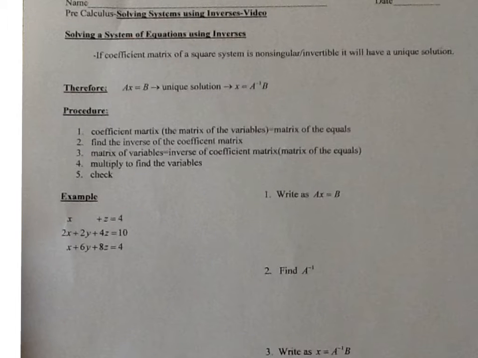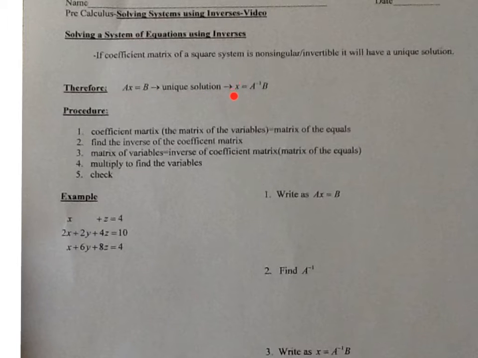So today what we're going to work on is solving a system of equations using inverses and matrices. If the coefficient matrix of a square system is non-singular, invertible, it will have a unique solution, which means it'll have one solution. So therefore, when you multiply your matrix A times X, which is going to be your unknowns, equals matrix B, which is what your systems equal, it will give you a unique solution.